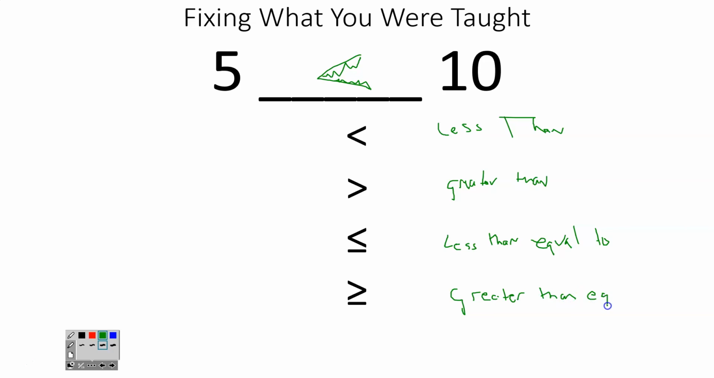Or equal to, because it has a line underneath. So those are some things we need to start practicing. So instead of saying the alligator eats the bigger number, start practicing it on your finger. Make an L for less than, squish it down, and there's your less than symbol.